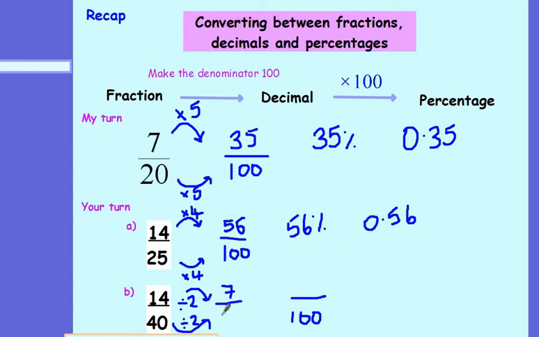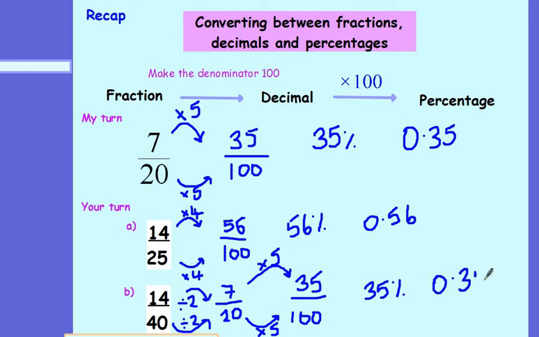because that gives me 7 over 20, and now I can just multiply top and bottom by 5, which gives me 35 out of 100, 35%, or 0.35. Which you'll notice is the same as the one I did at the beginning of the slide. And that's because 7 over 20 and 14 over 40 are equivalent fractions.